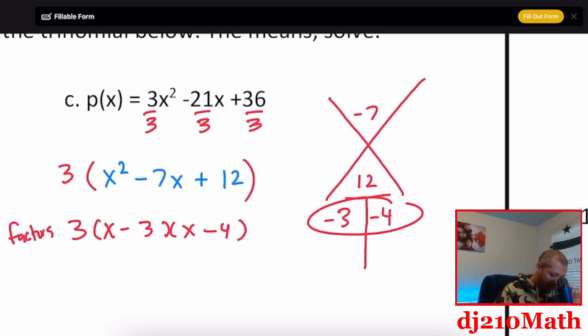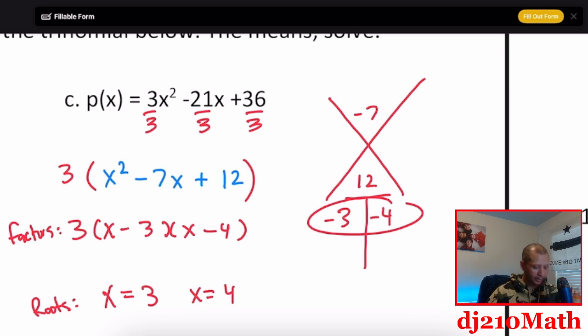Now, the roots are going to be opposite, right? x equals 3 and x equals 4. Now, notice we didn't have to divide anything out, right? Because we didn't do the slide and divide method, even though it kind of looks like we did.